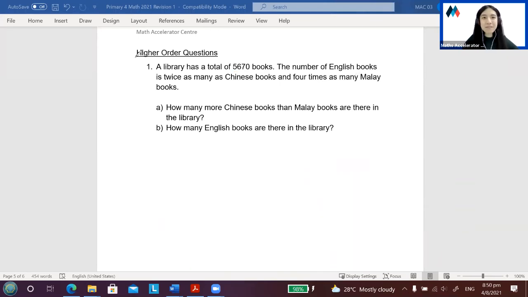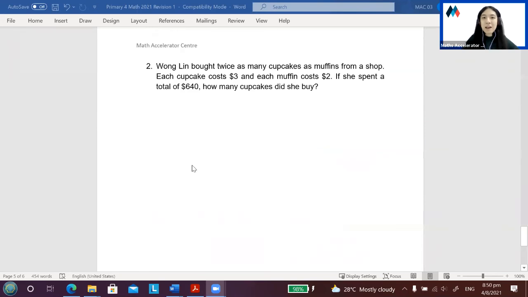Question 2. Wong Lin bought twice as many cupcakes as muffins from a shop. Each cupcake costs $3 and each muffin costs $2. If you do it correctly, everything is a little bit easy. So each cupcake costs $3, each muffin costs $2. If she, meaning Wong Lin, spent a total of $640, how many cupcakes did she buy?